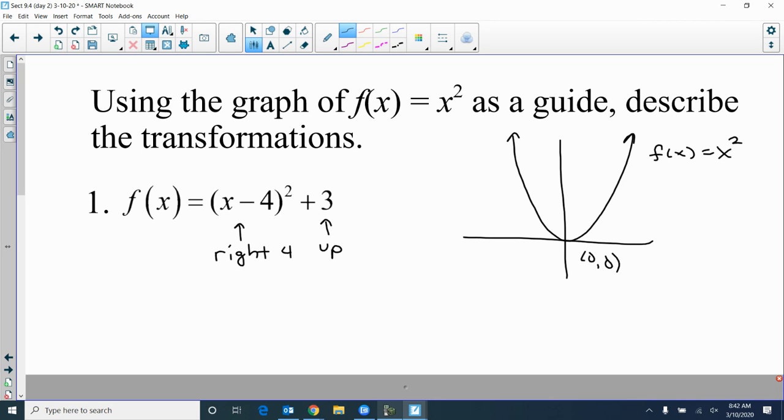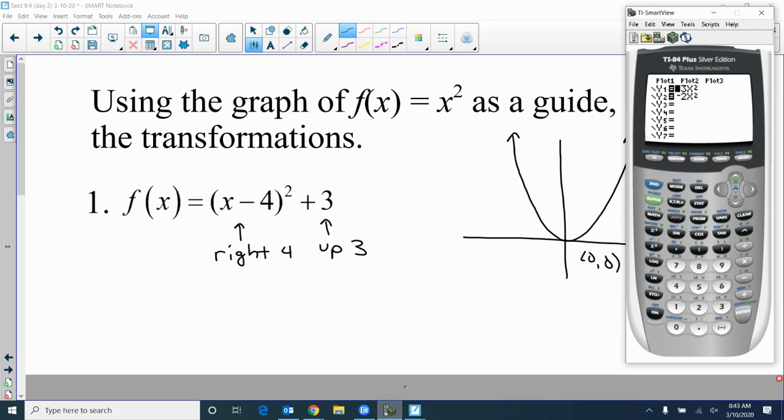Okay, whatever is in parentheses tells you left or right. But it's kind of backwards. So right here, if I go to y equals and if I just put in x minus 4 squared, that is just going to move it right 4. Got it? Okay, so it's kind of backwards. If I tack on a plus 3, then it also moves it up 3. So that number at the end moves it up or down. The number in parentheses moves it left or right.